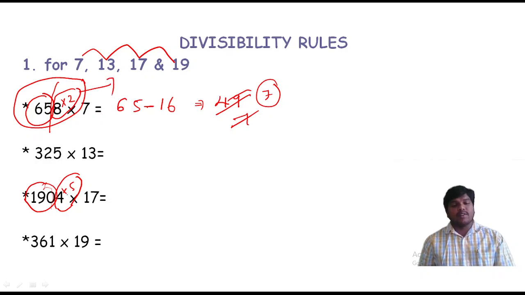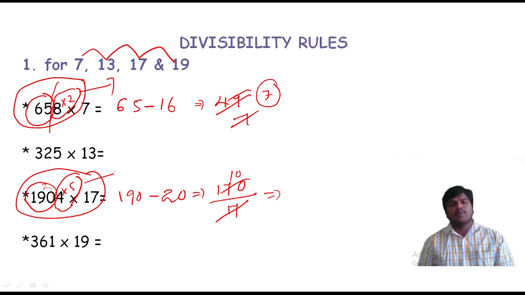And for 17, the last digit we need to multiply by 5. 4 5s are 20, and subtract that value from the remaining number, that is 190. 190 minus 20 is equal to 170. This 170 is also divisible by 17. 17 tens are 170. So this whole number is also divisible by 17.